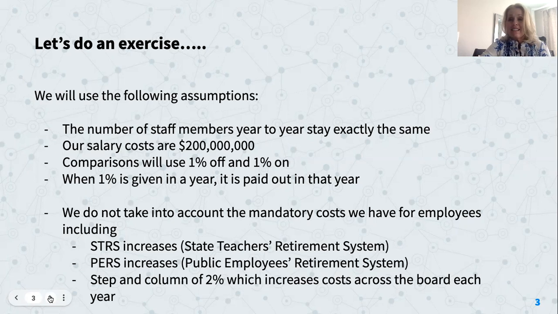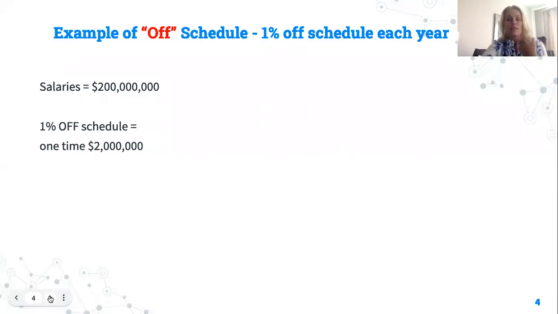There are three big things that we're not taking into account because they're going to complicate the matter. It will require additional accounting for all of these because they do drive the costs up. But again, I want to keep it simple. So we are not taking into account STRS, our State Teachers' Retirement System increases. We're not accounting for PERS increases for the retirement system for public employees, and step and column, which is approximately 2% of all of our step and column averages across all of our groups each year. We are not going to include that. So let's go ahead and get started.